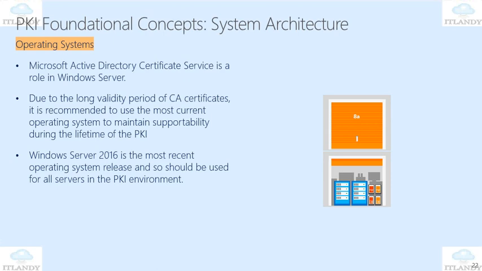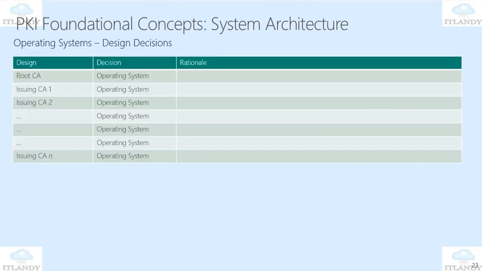For the OS, Microsoft AD certificate services is a role on Windows Server, yeah? Due to the long validity period of the CA certificate, it is recommended to use the most current OS. The latest is the better, but this is not practical most of the time. However, like 2019, we are using 2016, the most recent OS, for PKI. You need to make sure it is a stable version. So again, a table, you need to fill it up. We said 2016, yours can be 2019 or the new one, which is in preview as well, yeah.